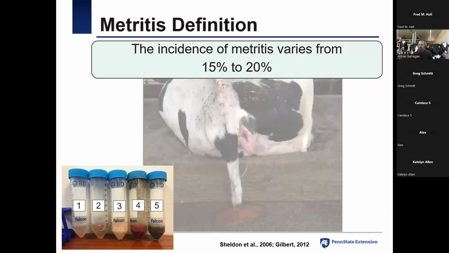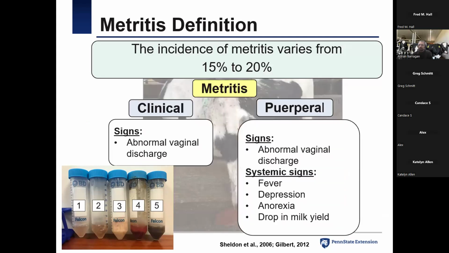The established definition of metritis: we have clinical metritis and we have puerperal metritis, right? Clinical metritis is basically abnormal vaginal discharge. And I only put that because we're going to go through some literature to figure out what that means. What is abnormal discharge? Is it pus, is it no pus, is it red-brownish, is it watery, is it not watery, right? So we're going to go through what is abnormal for metritis. And the main difference between clinical and puerperal is just the systemic form of metritis.